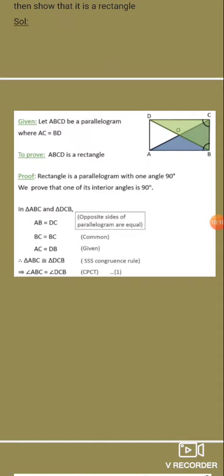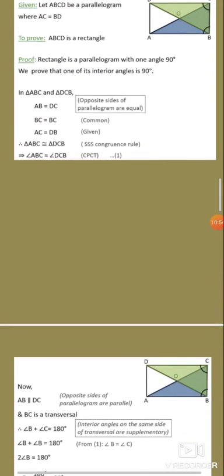Then AB is equal to DC. Now what is the reason AB is equal to DC? Opposite sides of the parallelogram are equal. Next, BC is equal to BC, common side. Then third, AC is equal to BD. Why? The diagonals are equal. That is given. So the two triangles are congruent using what? SSS congruence rule. Then we can write angle ABC is equal to angle DCB using CPCT, corresponding parts of congruent triangles.